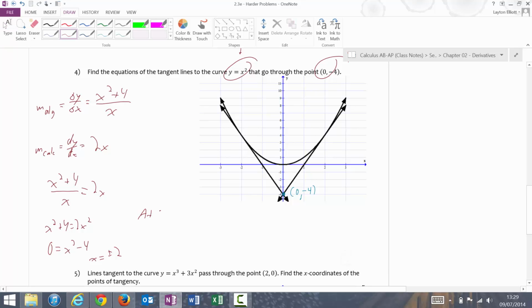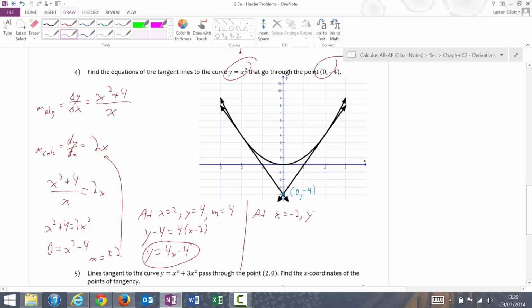So then we just go through and say at x equals 2, I would know that y would be 4, and the slope, if I plug 2 in, should be 4 as well. So y minus 4 is equal to 4 times (x minus 2), or y equals 4x minus 8 plus 4, so minus 4. And that works. Then we do the other possibility.